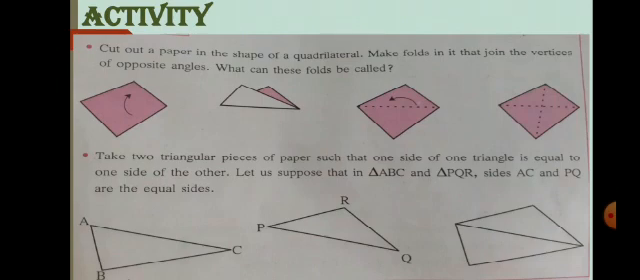Now here, the same activity children you all have to do in your book. Cut out a paper in the shape of a quadrilateral. Make folds in it that join the vertices of opposite angles. What can these folds be called? Now, these folds you will get will be the diagonals. Now the next one. Take two triangular pieces of paper such that one side of one triangle is equal to one side of the other. And if you are joining, you will get a quadrilateral. By joining two triangles, we will get a quadrilateral.